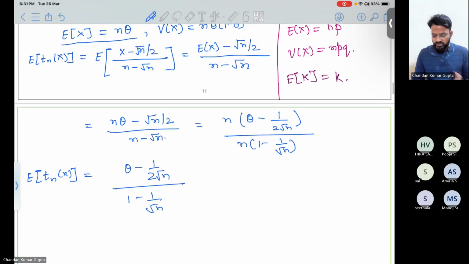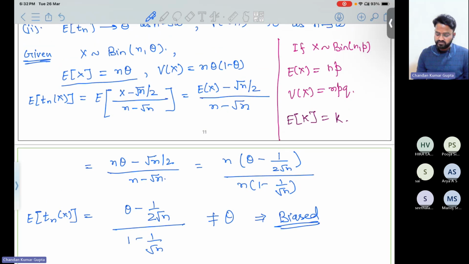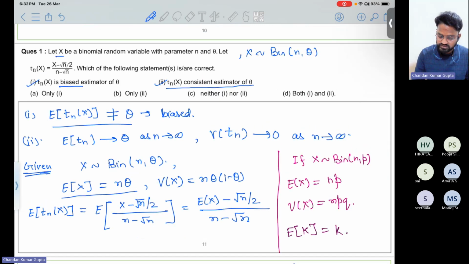So this is not equal to theta. It is clearly visible. That means it is a biased estimator. If it comes out to be equal to theta, then it is the unbiased estimator. So this implies our expected value of Tn is not equal to theta, which means it is a biased estimator. So the first one is the correct one. We will now check the second.